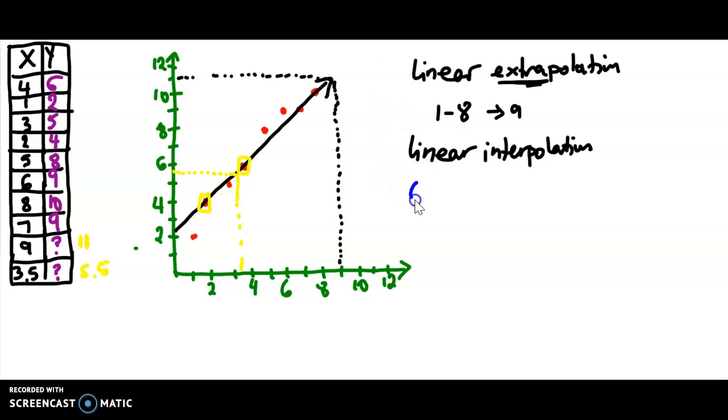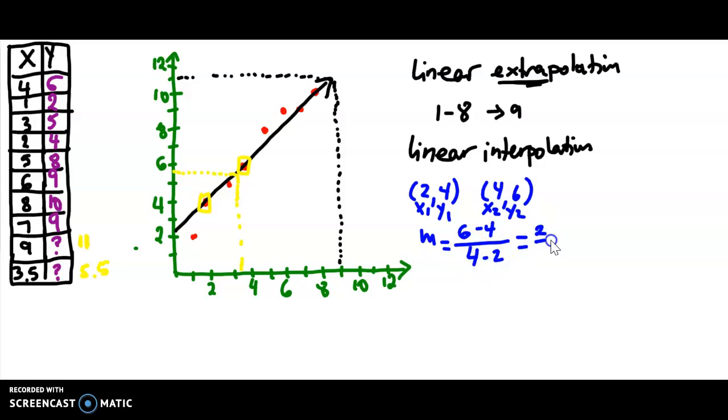I chose the 2, 4, and then I chose this one, which is the 4, 6. I need to find the slope first. Again, x1, y1, x2, y2. So I have y2 minus y1 over x2 minus x1. It's 2 over 2, and my slope is 1. So m equals 1.